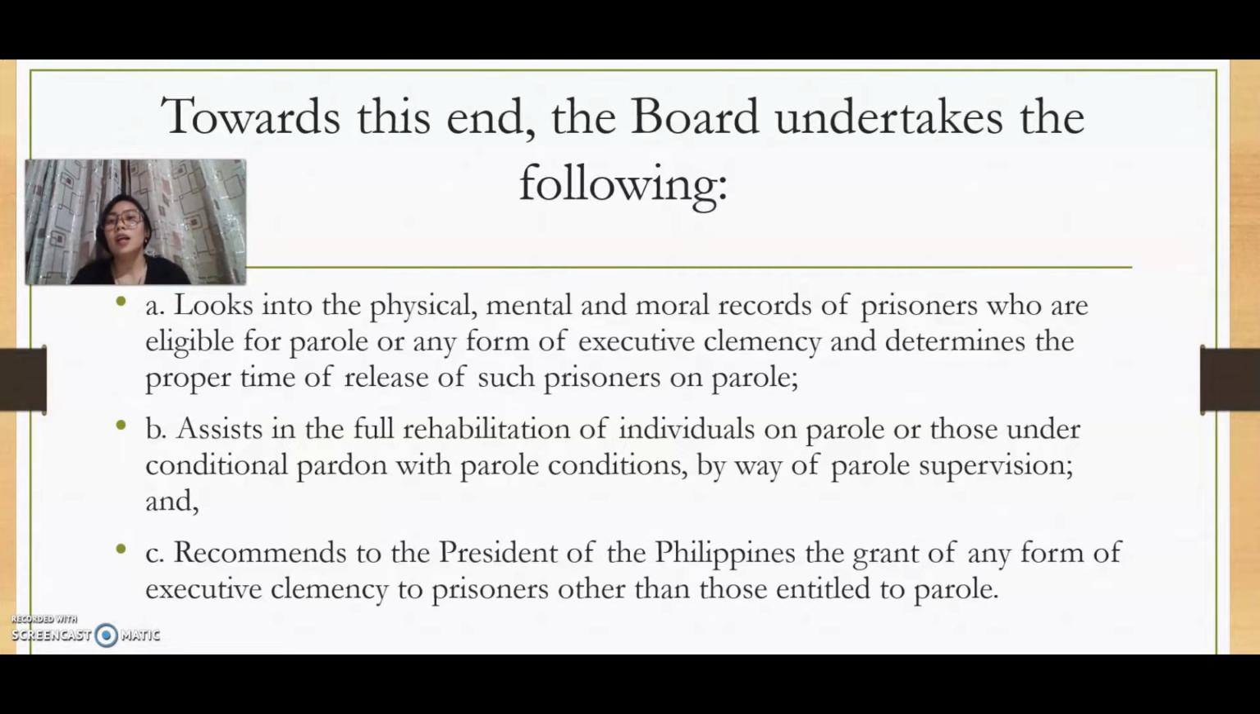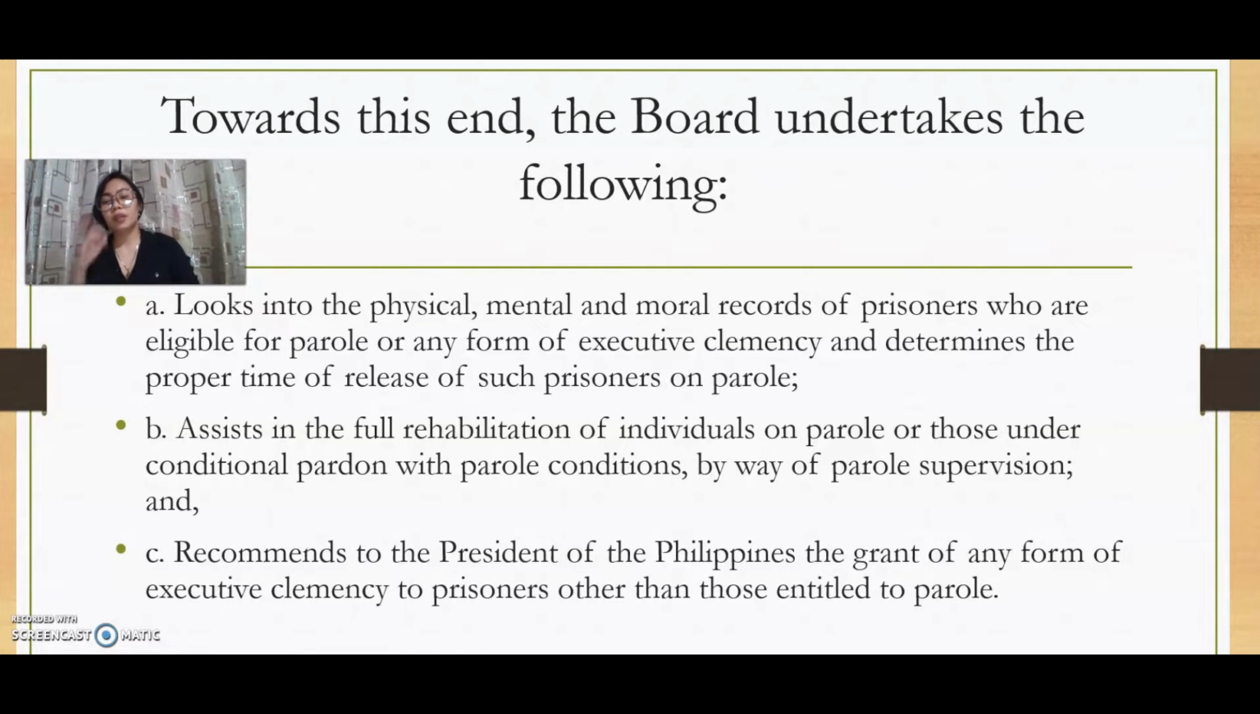First is A. It will look into the physical, mental, and moral records of the prisoners who are eligible for parole or any form of executive clemency, and determine the proper time of release of such prisoners on parole. When it comes to qualification, the board should look into whether the prisoner is physically fit and mentally stable, and also the moral records, whether the prisoner has good moral conduct inside the prison, so they can be eligible for parole or any form of executive clemency.